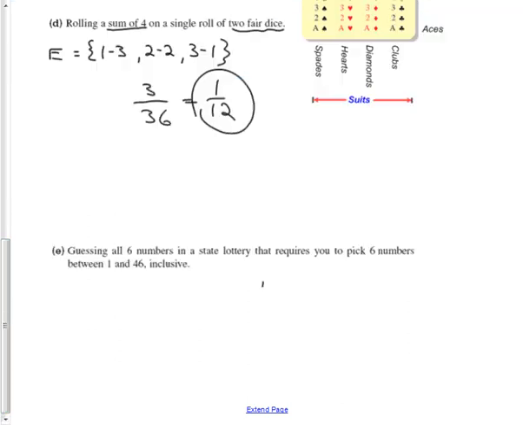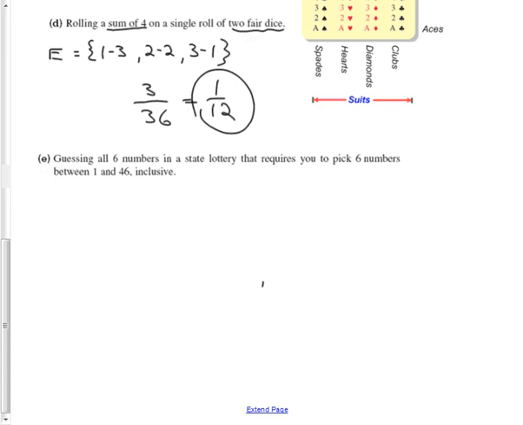Guessing, we're going to play the lottery over here. Guessing all 6 numbers in a state lottery that requires you to pick 6 numbers between 1 and 46 inclusive. Well, what is the event that we want to happen? Pick 6. The right numbers is the event. How many right numbers are there?